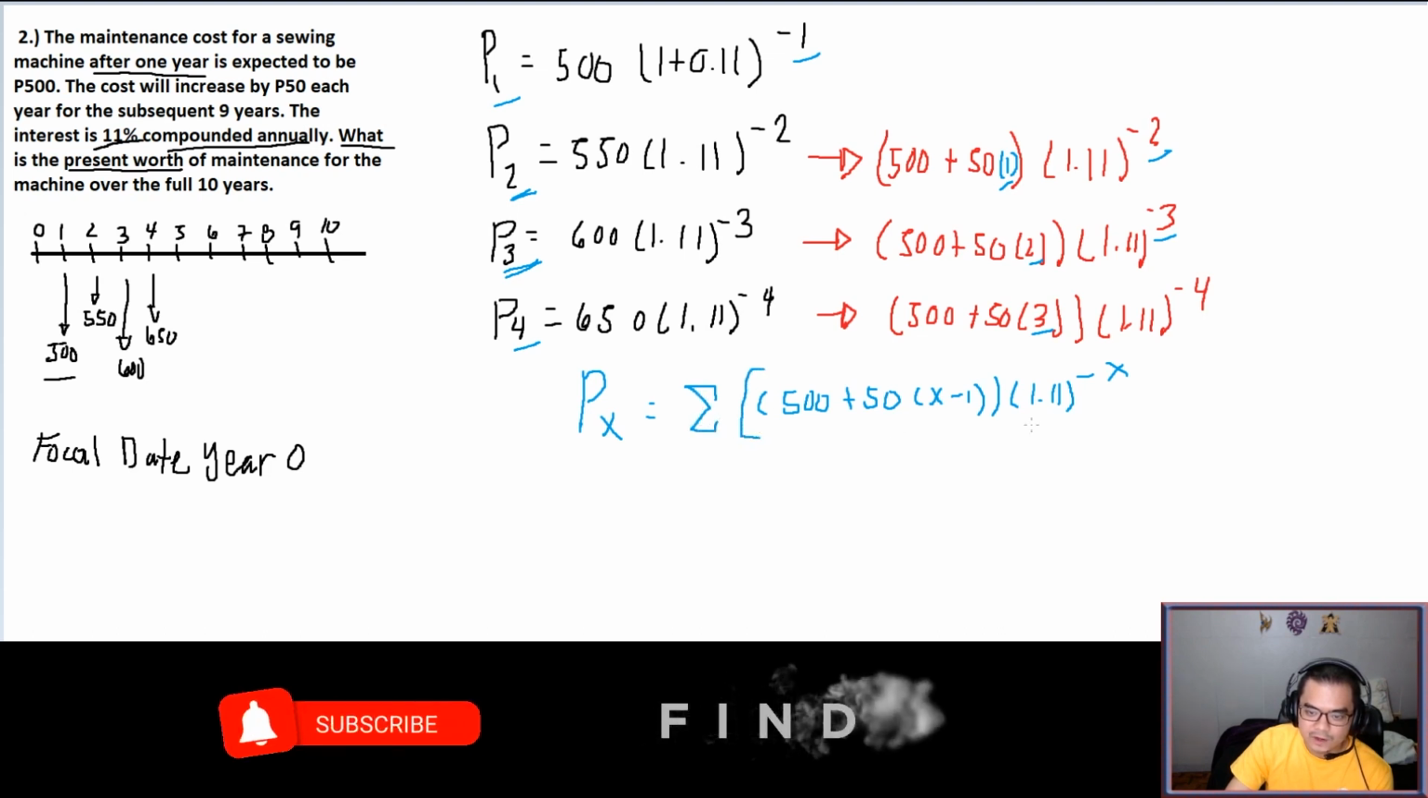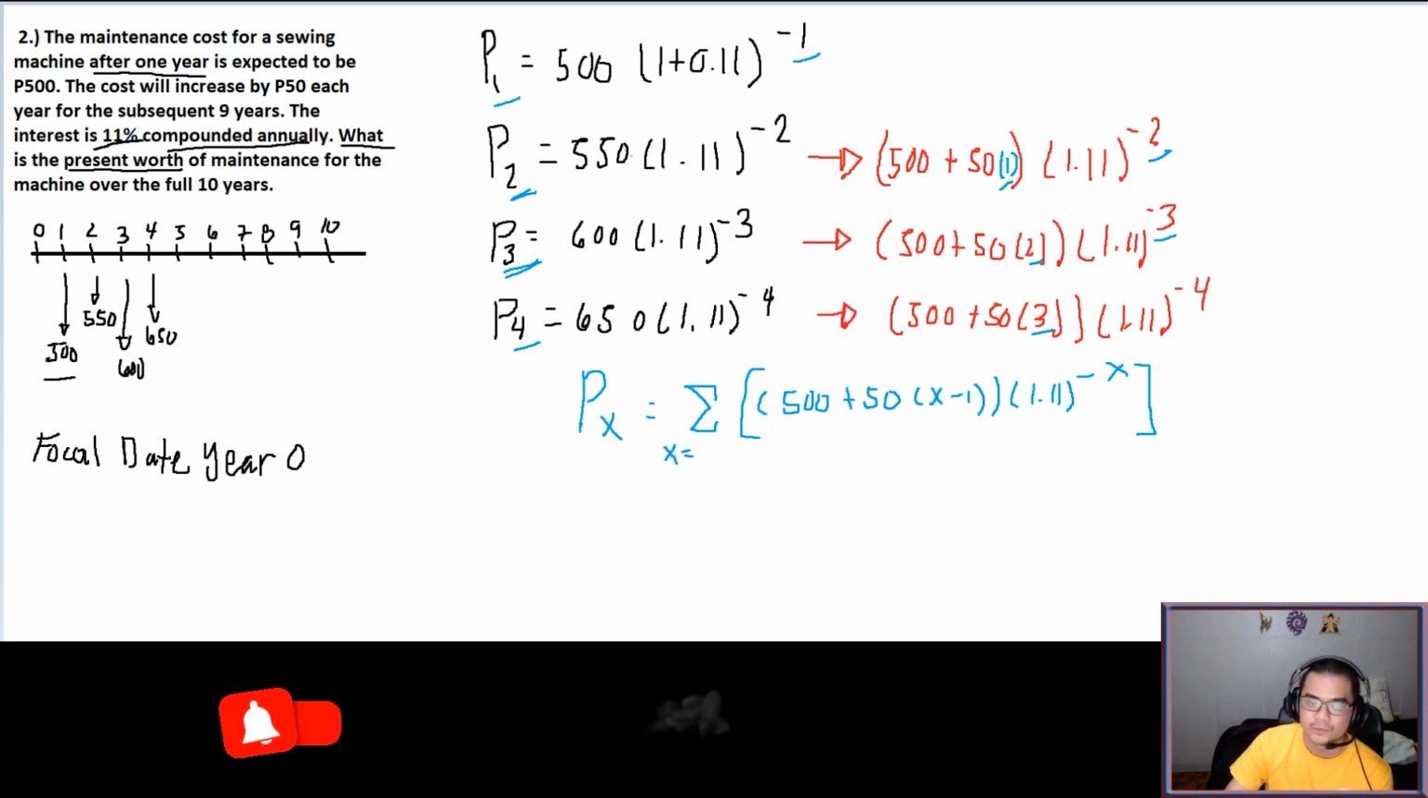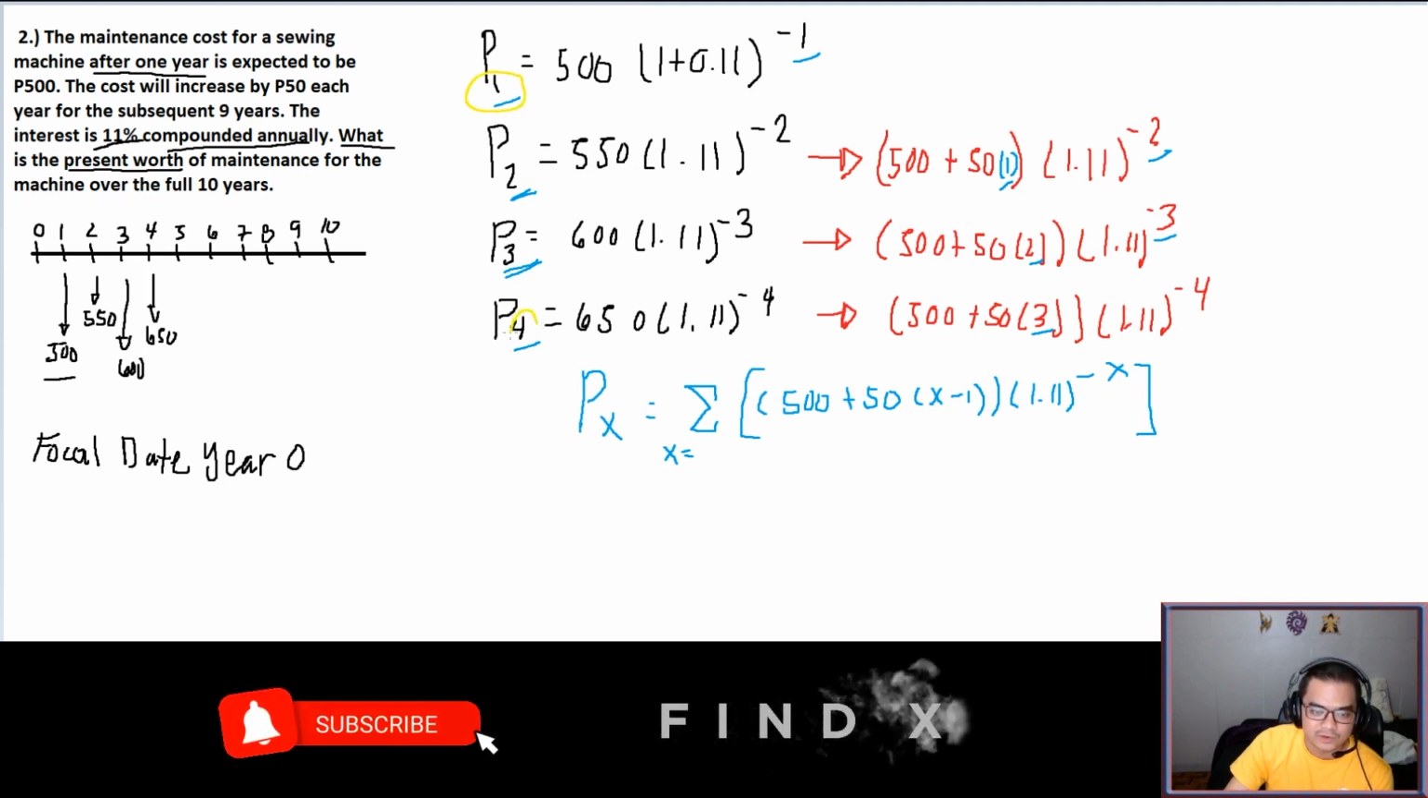Okay, and then you'll have here a large parenthesis or bracket. And then this is x equal to, what is the first value? The first value is equal to 1, and then the last value is, no, not 4, the last value is 10, because that is 10 years. So this must be x equal to 1, and then the top part of the summation symbol must be equal to 10. Okay, so let's try to put that in the calcu.